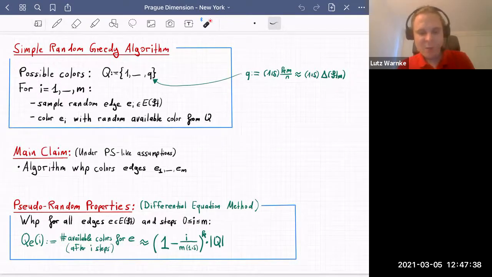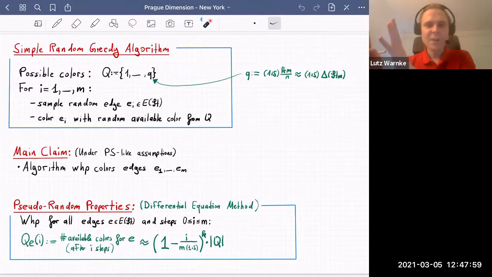What we basically show, using this differential equation method, is that the number of available colors behaves roughly like this. The key point is that on the left-hand side we have a random variable, and on the right-hand side I wrote down some deterministic quantity. What this method allows you to show is that the random variable always stays very close to this deterministic quantity that's much easier to understand.